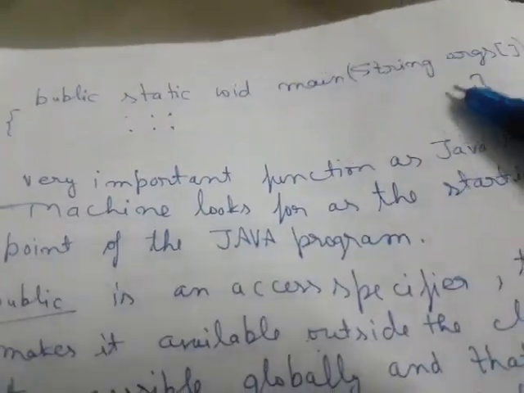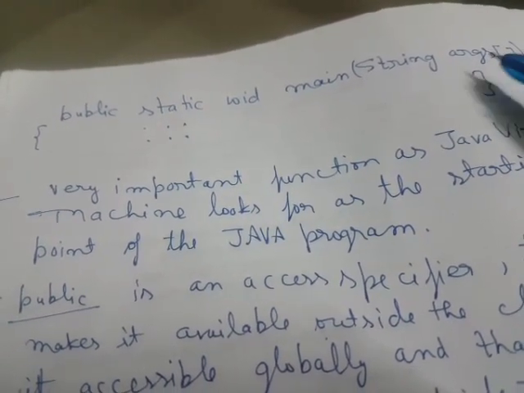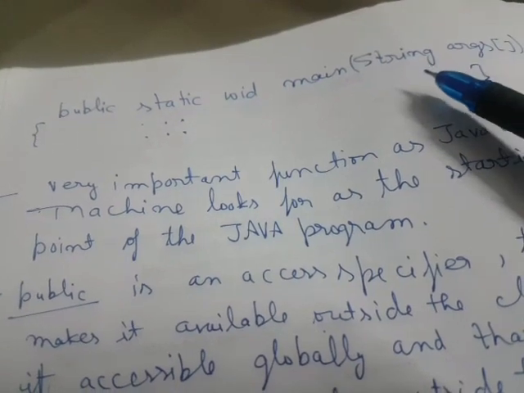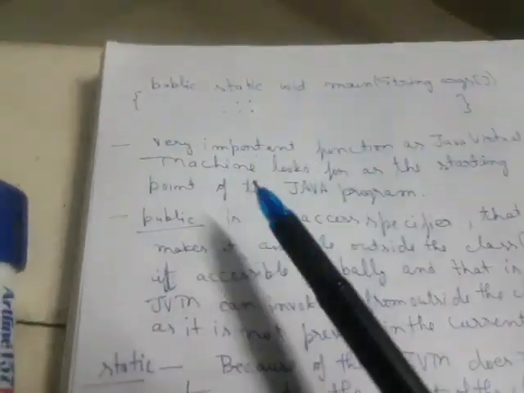And there is String args, that is just an argument, and then the square brackets mean it's an array of string type. All these topics are advanced and will be discussed later, but a few points I want to read out for you.